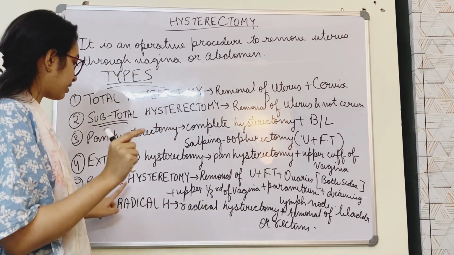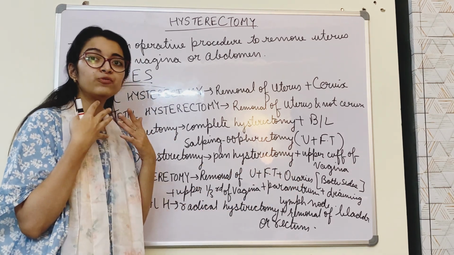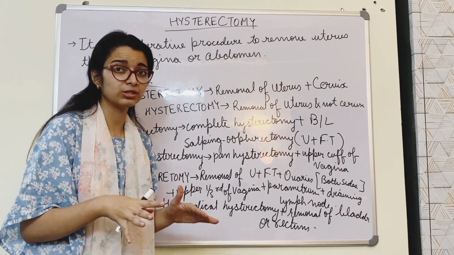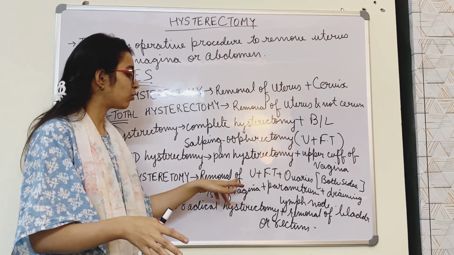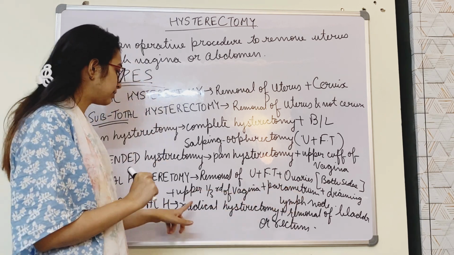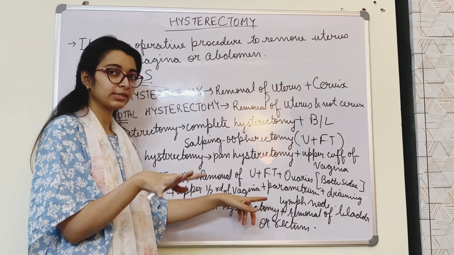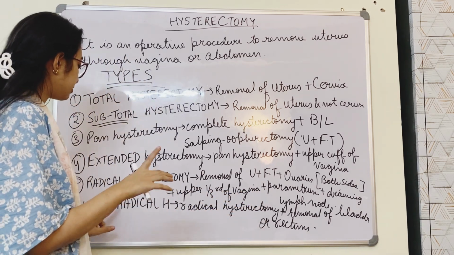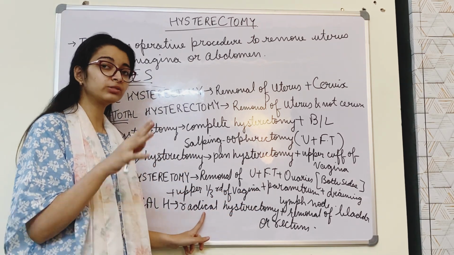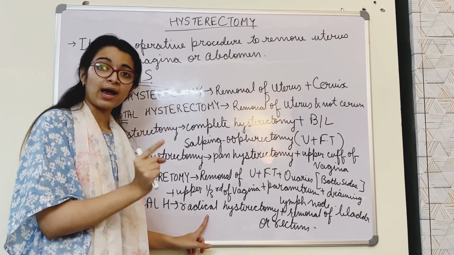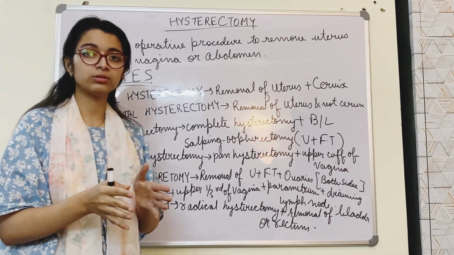Now radical hysterectomy is the radical removal of everything you find in the area of the uterus: uterus, fallopian tube, ovaries of both sides, upper 1/3 of vagina, parametrium, and draining of all the lymph nodes that you find in that area. The last one is the ultra radical hysterectomy, which includes the radical hysterectomy plus the bladder or the rectum. Okay, so this is all about the types of hysterectomy.